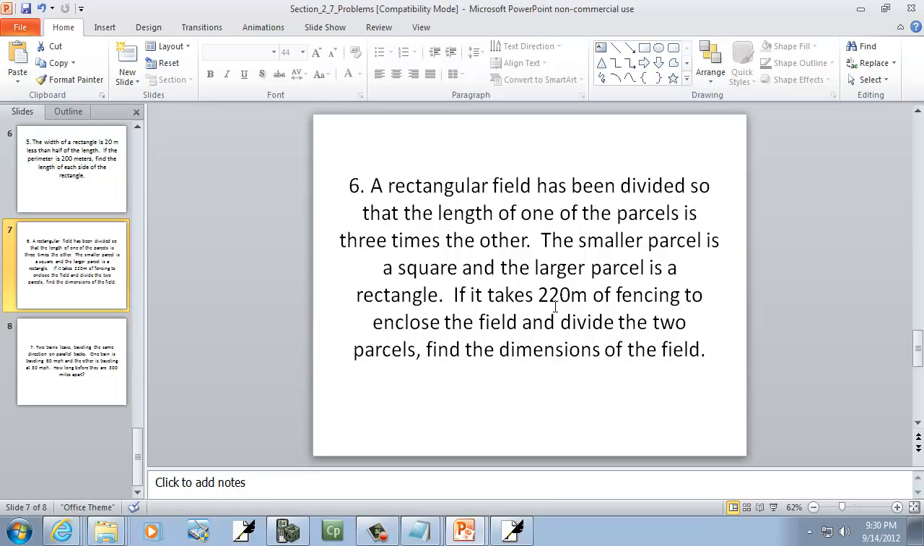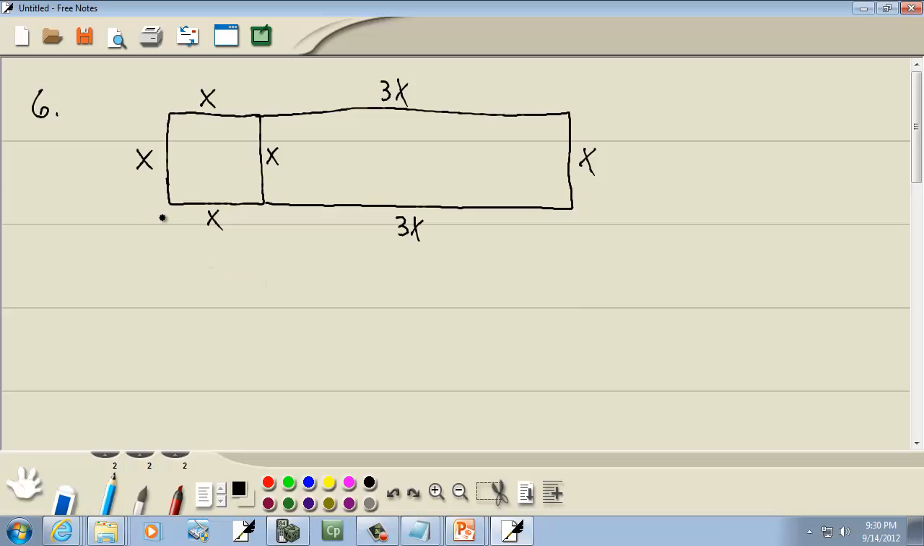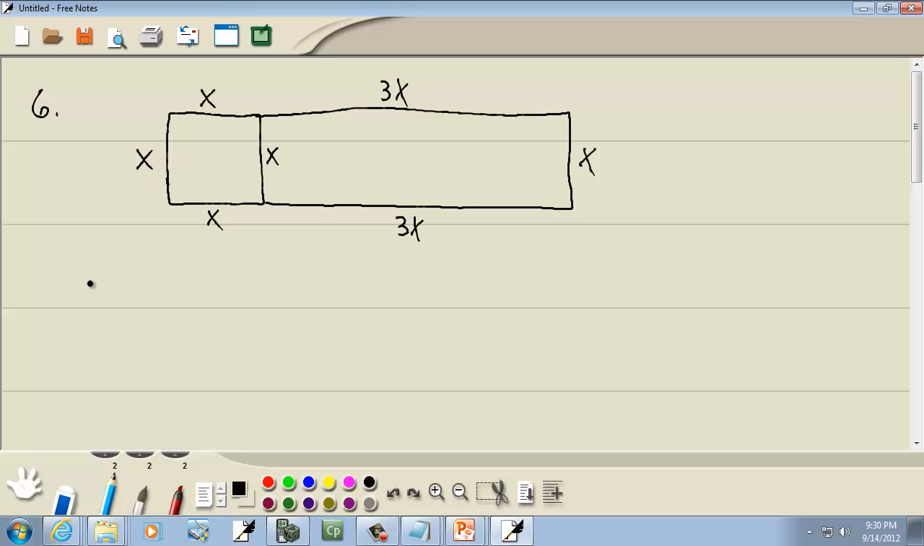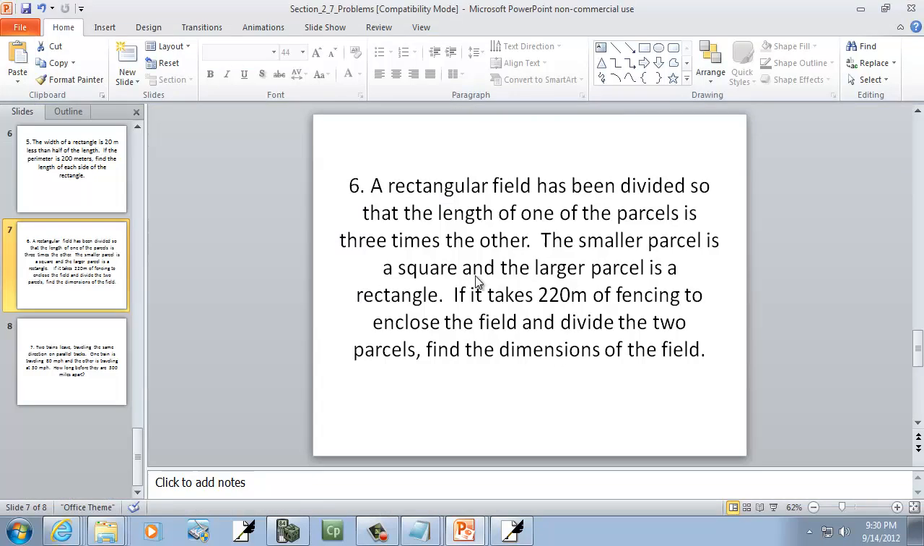And then it says if it takes 220 meters of fencing to enclose a field and divide it into 2 parcels, find the dimensions of the field. Okay, so total, all this fencing has to add up to 220. So I'm going to have x plus x plus x plus x, that's those 4 x's there, then plus this x, and then plus 3x plus 3x. And that's going to add up to 220.